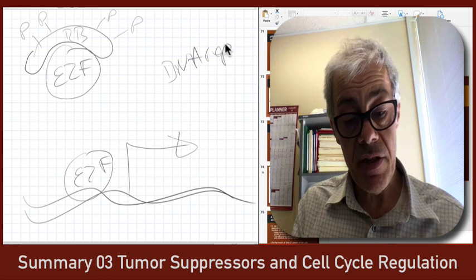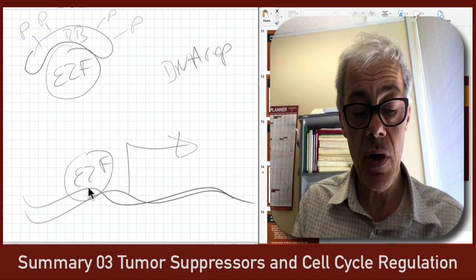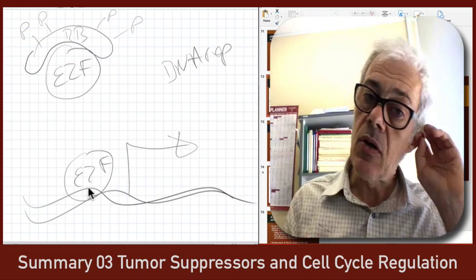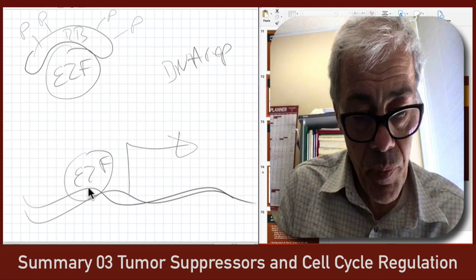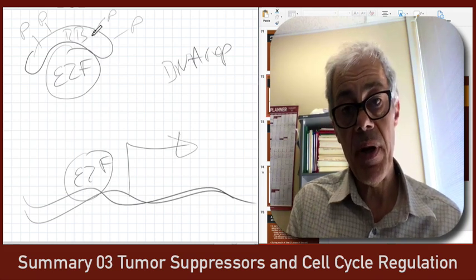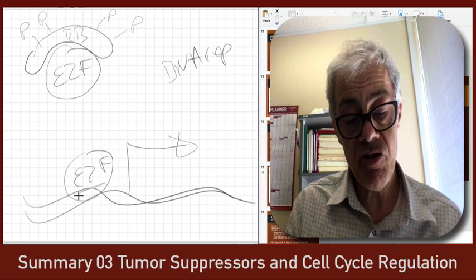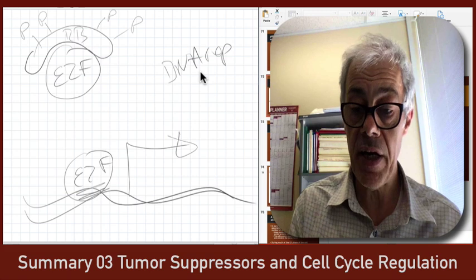If you look at those genes, you'll see that a lot of them have binding sites for the E2F transcription factor. So the growth factor causes activation of the cyclin-dependent kinases, which then phosphorylate the retinoblastoma, which releases the transcription factor to turn on genes required for DNA replication.